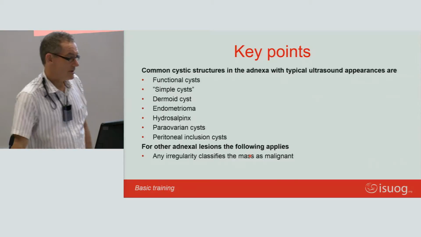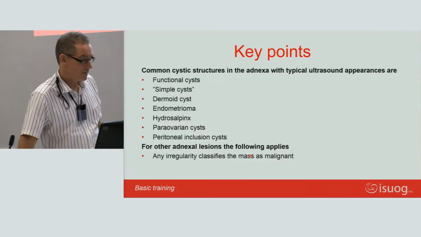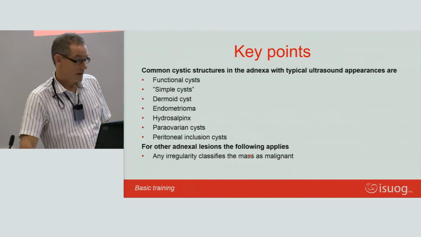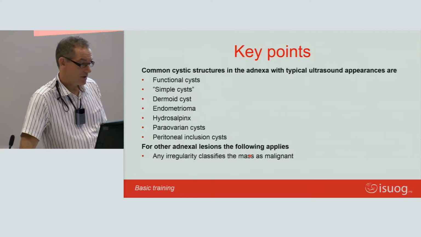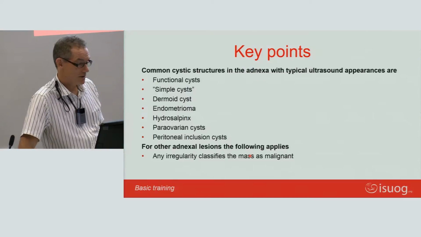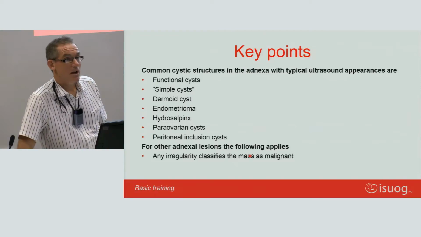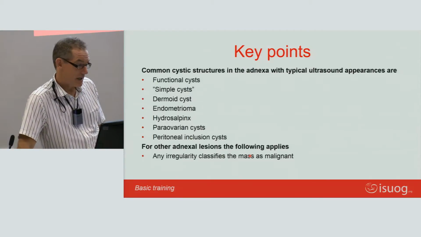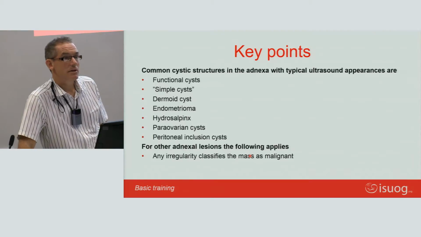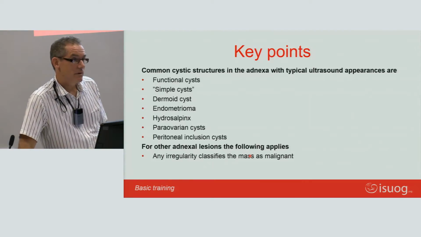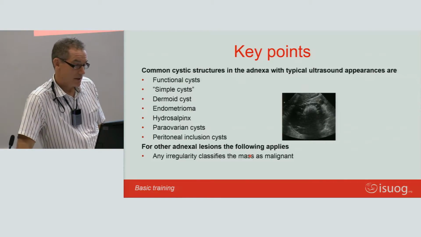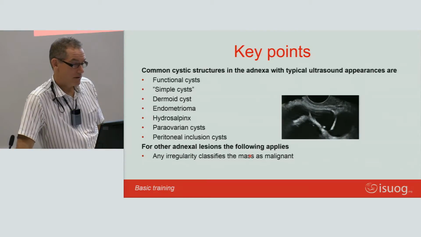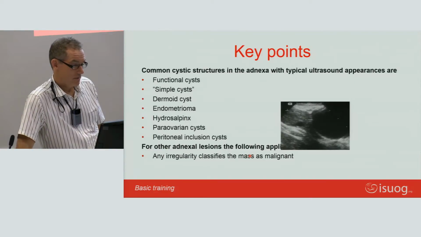So common cystic structures in the adnexae where the typical appearances are, as mentioned previously: a functional cyst, simple cysts, dermoid cysts, endometrioma, hydrosalpinx, paraovarian cysts, and inclusion cysts. Okay, so for all other pathology, if you can't recognize any of those 6 and there's any irregularity in the wall, then you can basically say it's malignant, except your mucinous cystadenoma, which is that multiloculated Swiss cheese.